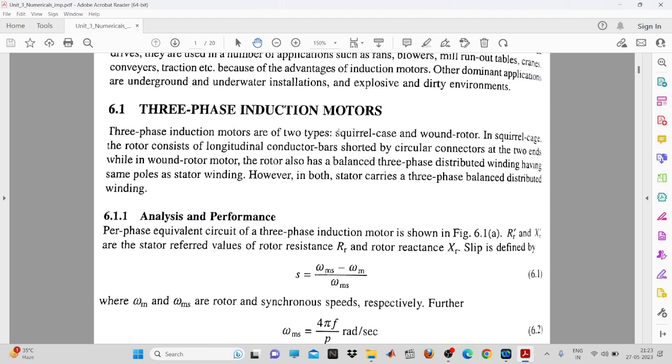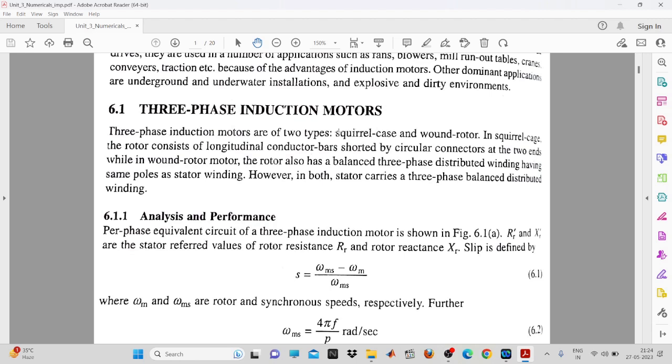Basically, induction motors are of two important types. The first one is the squirrel cage induction motor, and the second one is the slip ring, or you can say wound rotor, induction motor. Normally, in the slip ring induction motor, we can connect an external rotor resistance with the help of slip rings. By adding a rotor resistance, you get speed control. You can have speed control by rotor resistance only in the case of the slip ring induction motor.